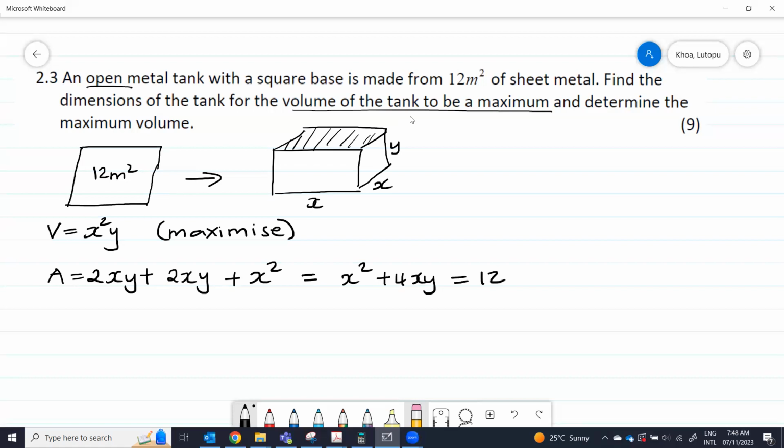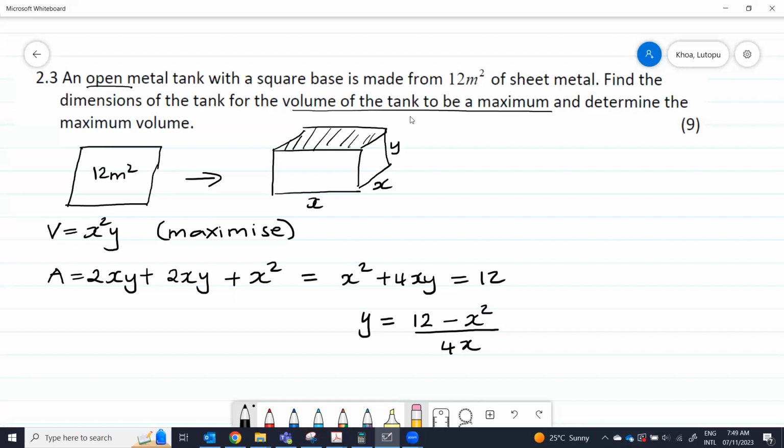Okay, because we're told that it is made up of 12 meters squared of sheet metal. So all the surfaces added up together should add up to 12. So what we do from here is we're going to make y the subject of the formula. So y is equal to 12 minus x squared divided by 4x. And then this y over here, we are going to substitute it into the formula for the volume, because the volume is in terms of two variables, in terms of x and y.